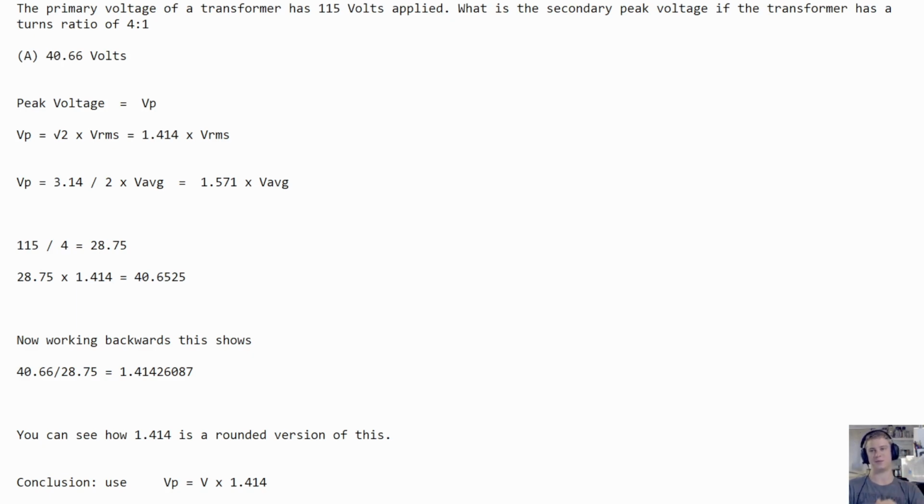Okay, so to find out that peak voltage, we do times 1.414, and we get 40.6525. We're looking for 40.66, so we can see that we're basically dead on to that. Now if we work backwards, this shows that 40.66 divided by 28.75 equals 1.414260887. So you can see how 1.41 is a rounded version of this. The conclusion is use the peak voltage formula of the voltage that you have times 1.414.